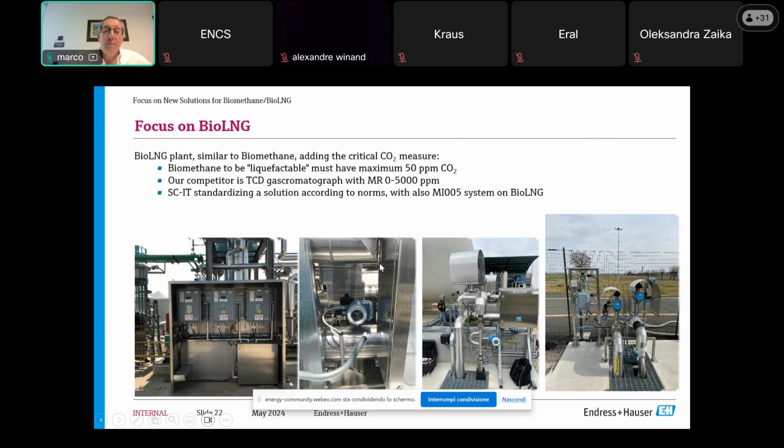Talking about LNG, what we do is mainly adding the CO2 analyzers to monitor the concentration of CO2. As you can see in this picture, all the analyzers are installed on the same frame, and we can also add a quantity measurement, so the custody meter flow measurement on the truck loading. All the system is certified MI 005.